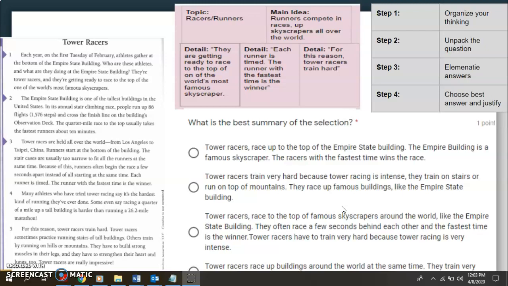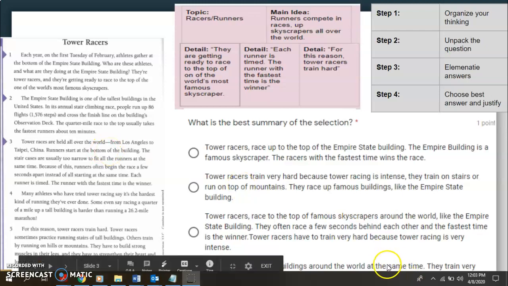And then D says tower racers race up buildings around the same time. They train very hard because it is very intense. I'm looking at this, and it's telling me that they race up around the world at the same time, but that's not true. They don't do it at the same time. It just says in paragraph 3 that they're held all over the world, but they're not racing at the same time at all. And they do train very hard, but that is just a detail, and D does not state my main idea. It gives me a false detail because that is nowhere in the text. So this one could not be my best answer.